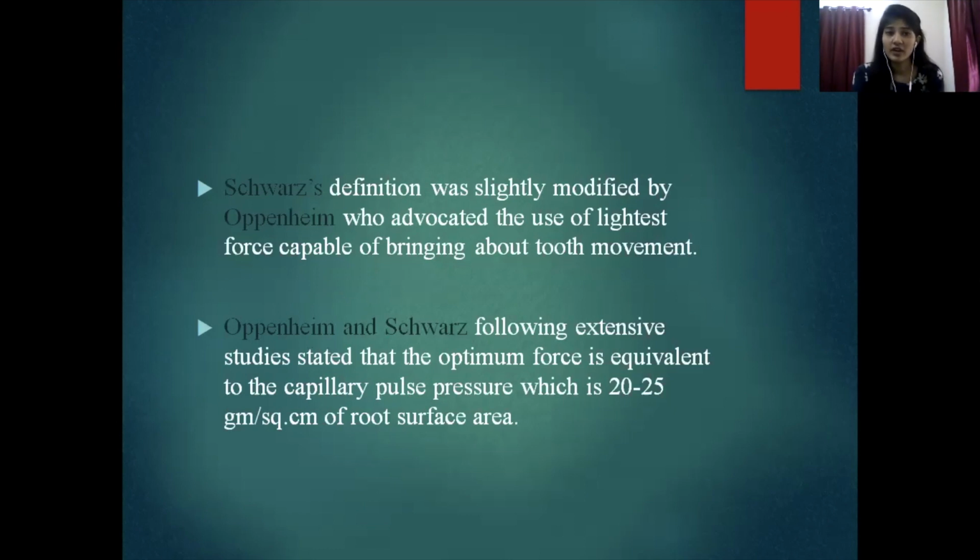The Schwartz definition was slightly modified by Oppenheim, who advocated the use of the lightest force capable of bringing about tooth movement. Then Oppenheim and Schwartz, following extensive studies, stated that the optimal force is equivalent to the capillary pulse pressure, which is 20 to 25 grams per square centimeter of root area. So basically the optimal force, or the capillary pulse pressure, is the pressure required to stimulate your PDL to act.